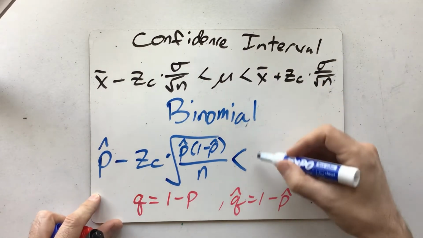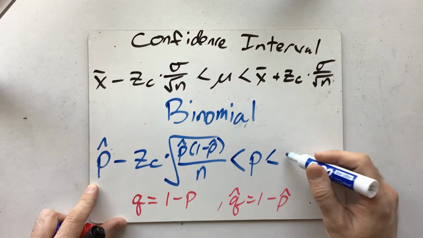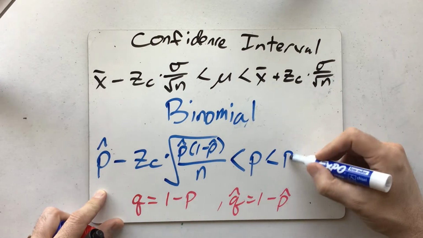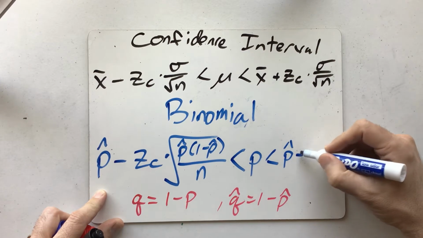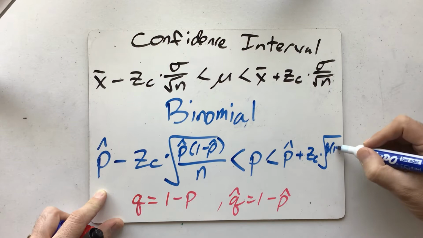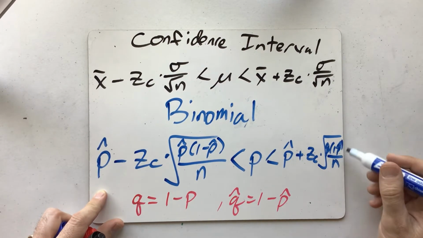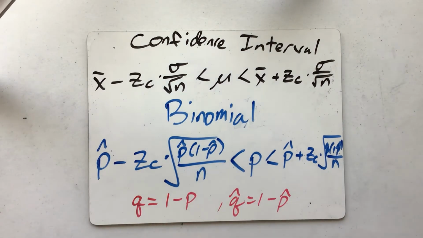Okay. Instead of mu, we're calculating the confidence interval for p, and then we have the exact same thing with a plus sign, just like we've always had for our confidence intervals. So plus zc times the square root of p hat times 1 minus p hat over n. Sorry for the poor legibility here, but it's that again. Okay, so this is our confidence interval.